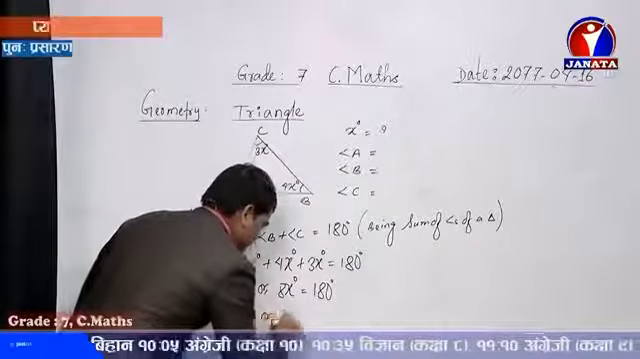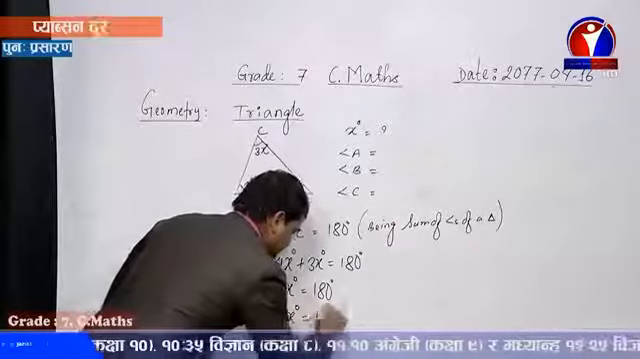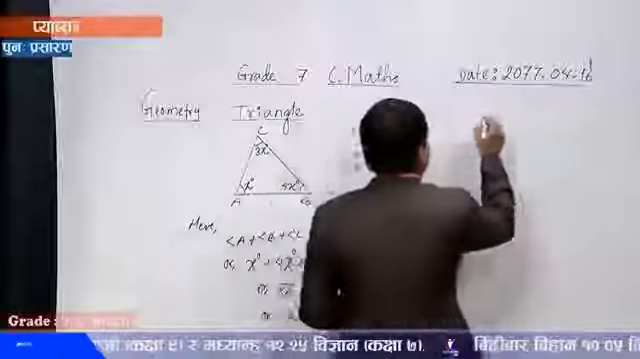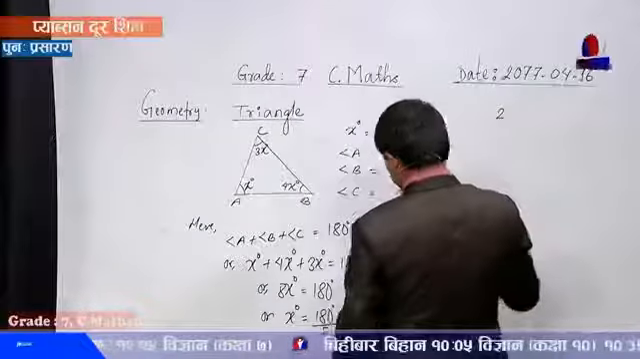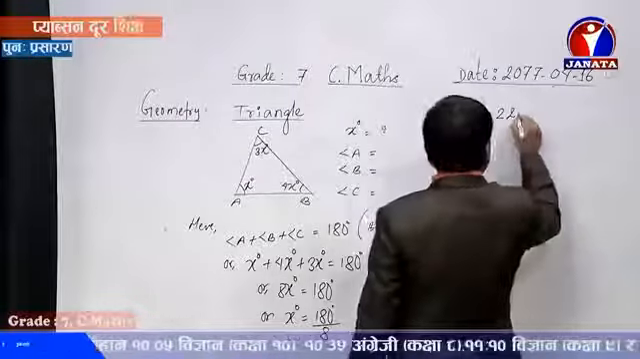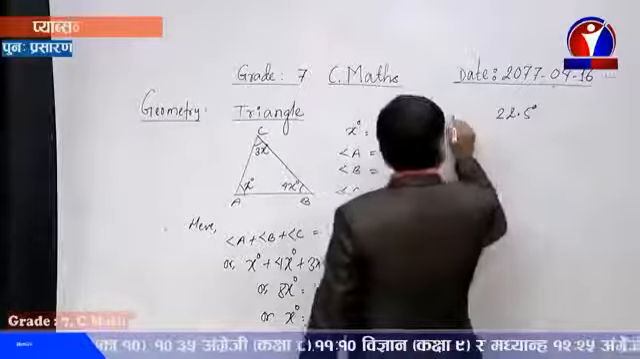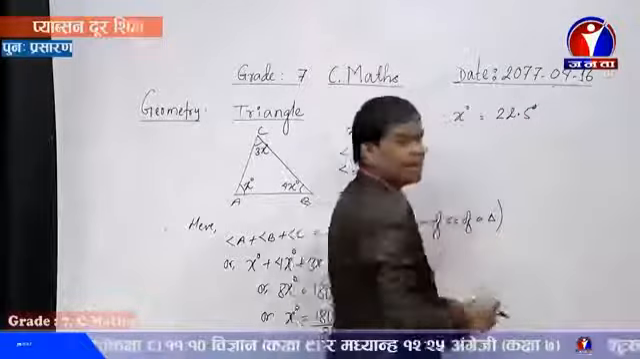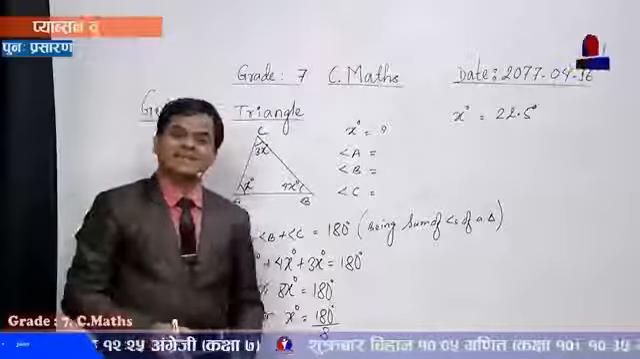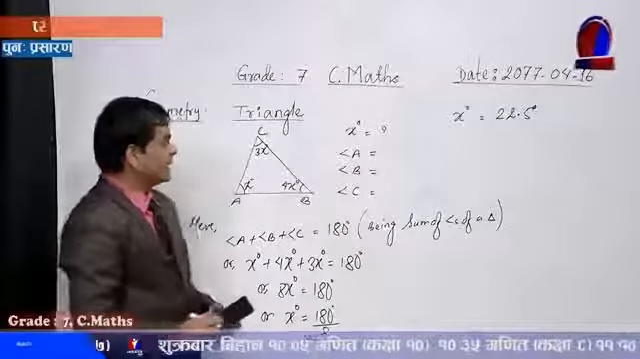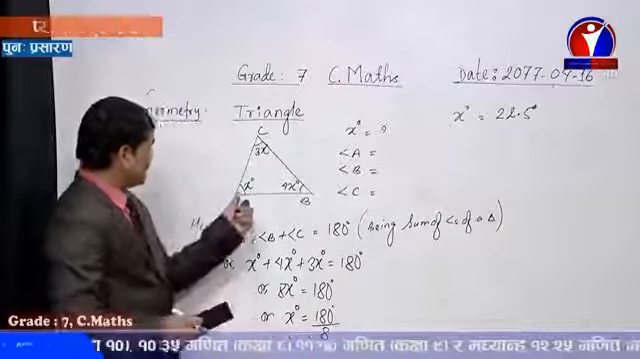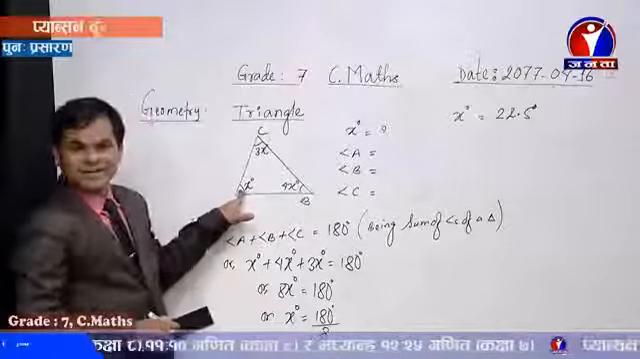Now x degree equals 180 degree divided by 8. What will it be? If you use the calculator, 8 times 16, 2 remain, 16.5. Okay, x degree equals 22.5 degree, isn't it? If you use a calculator, then 180 degree divided by 8 will come as 22.5 degree. It means the value of x we got is 22.5 degree. It means there is 22.5 degree, dear student, in this angle.